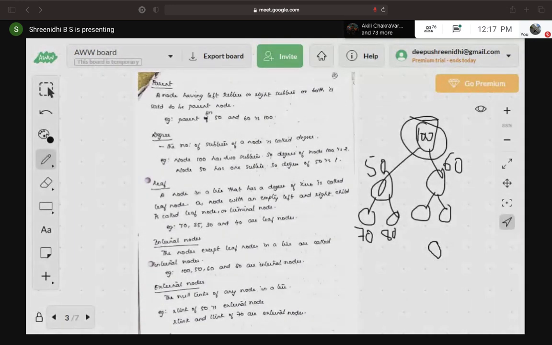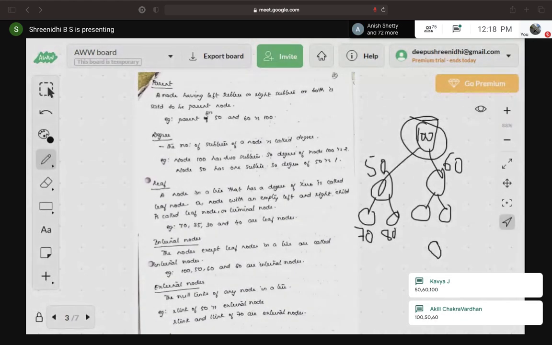Internal nodes next. Nodes except the leaf nodes in a tree are called internal nodes. So can you tell me those nodes? Consider the tree given. The nodes excluding the leaf nodes, what are the nodes in the tree? We call them internal nodes. So analyze the internal nodes there.